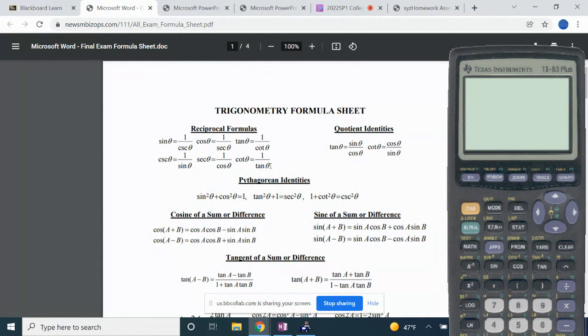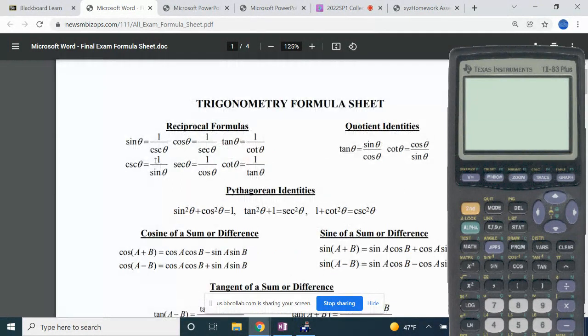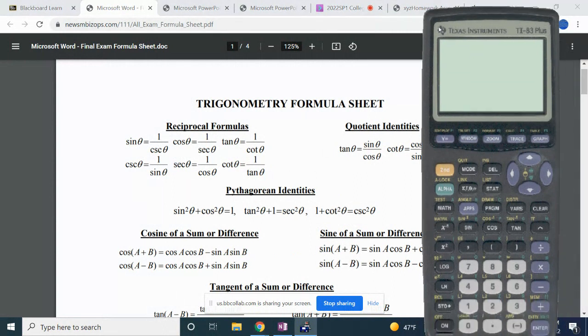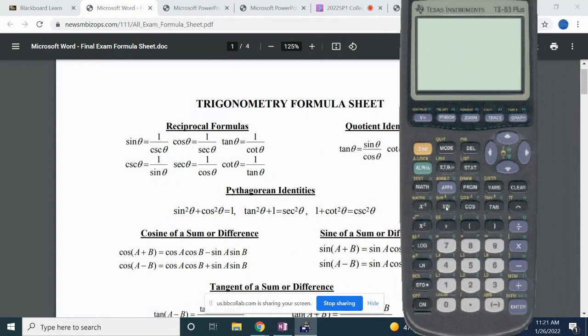Now, the reciprocal formulas are used mainly when you are asked to find the values of the reciprocal functions using the calculator. But here are the reciprocal functions in all their glory. So we have the sine of theta, that's equal to 1 over the cosecant of theta. The cosine of theta is equal to 1 over the secant, and the cotangent of theta is 1 over the tangent of theta. Now, we use the first three very rarely because on the calculator, we have a sine, a cosine, and a tangent function, right?